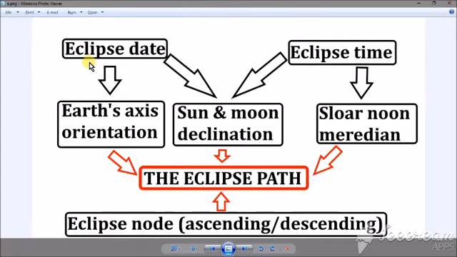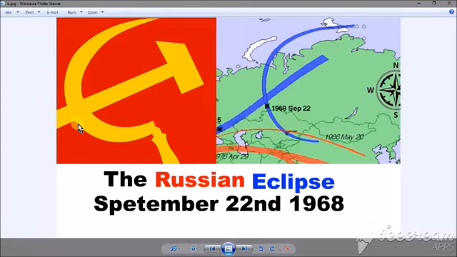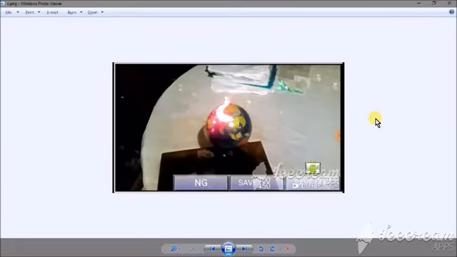The use for the eclipse date, the main thing we need, is the Earth's axis orientation. And here's an example. This funny looking eclipse was really posing some questions. How could it happen on the globe? And here's what I did.